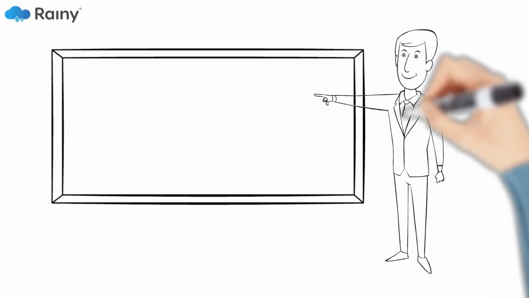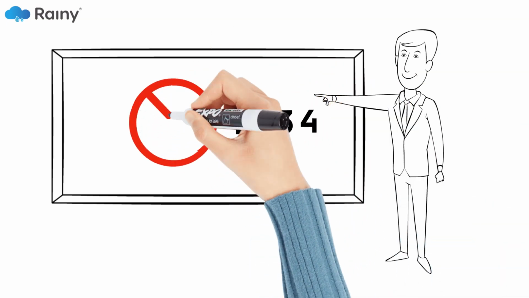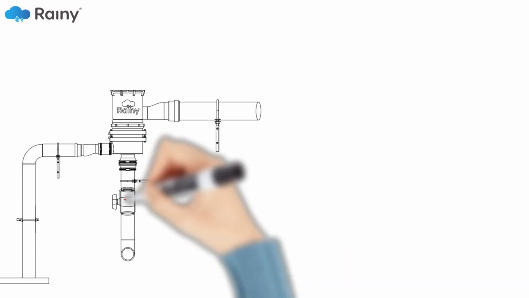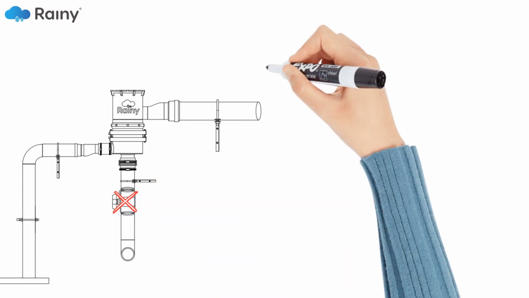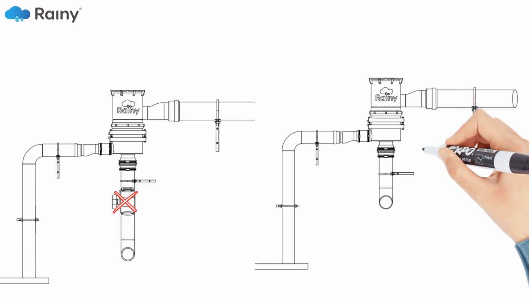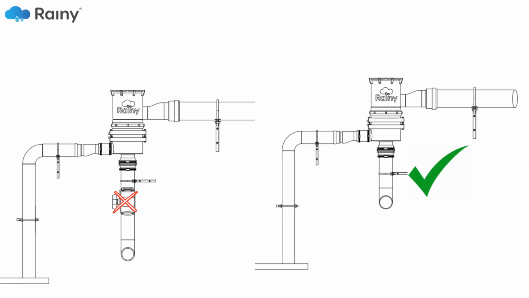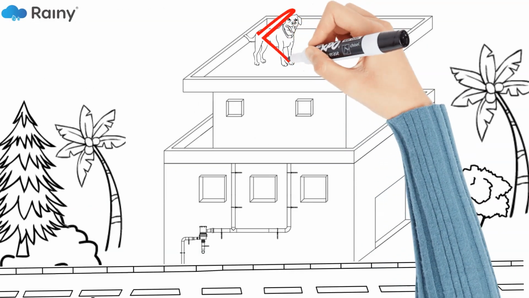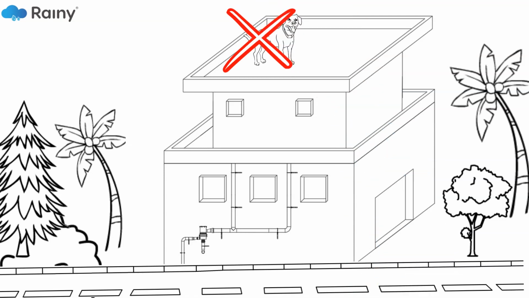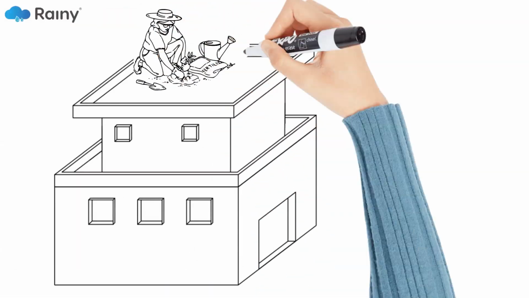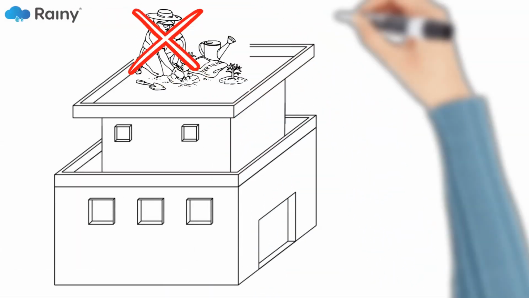Here are a few points you must avoid doing. Avoid installing a ball valve or an end cap at the drain water outlet since this filter has an open-ended design. Refrain from allowing pets on the rooftop, engaging in gardening activities on the rooftop, or diverting detergent water.